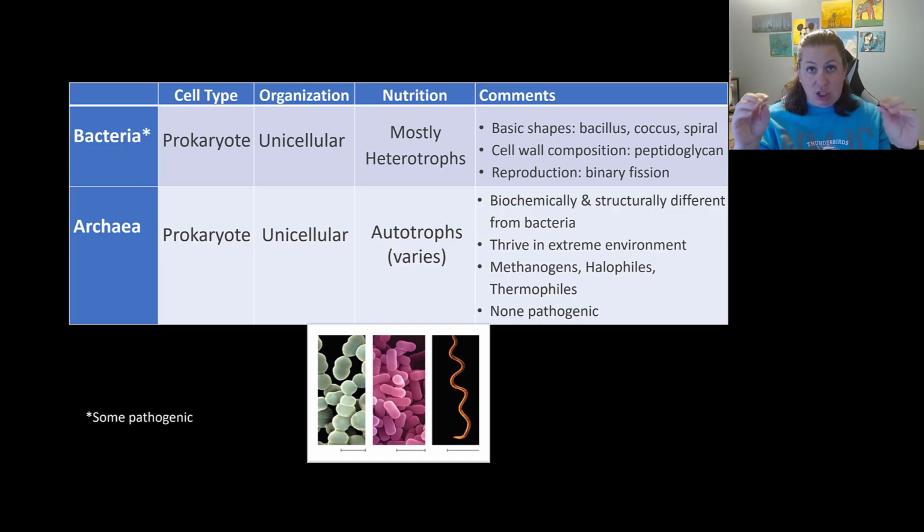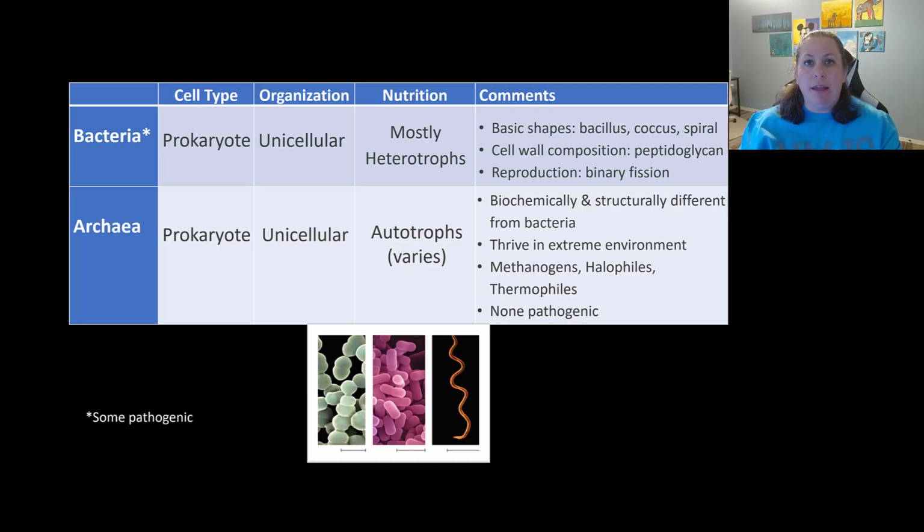So binary is 2, fission is to split. And so that's how they reproduce. Now, the reason archaea is now in its own group is because they are biochemically and structurally different than bacteria. Their cell walls are very different than the peptidoglycan we see in bacteria. And there's a reason for this.